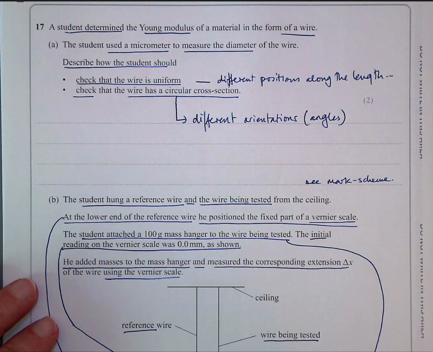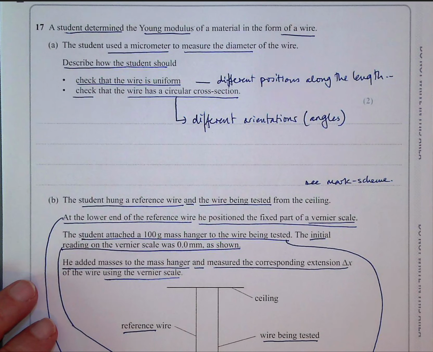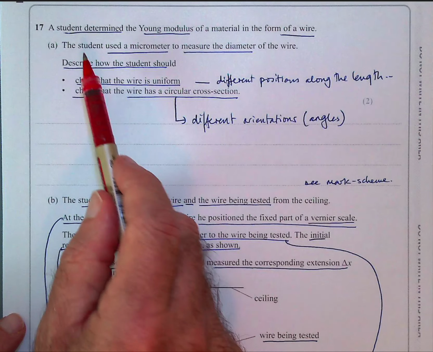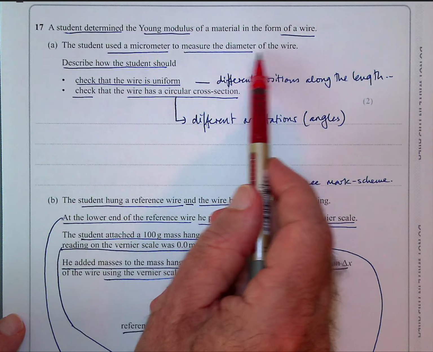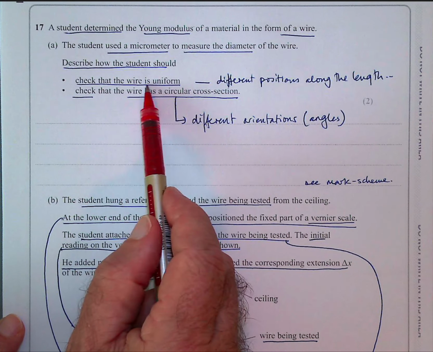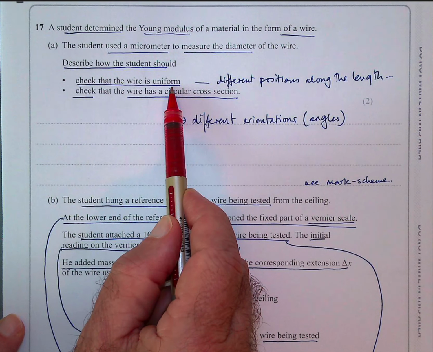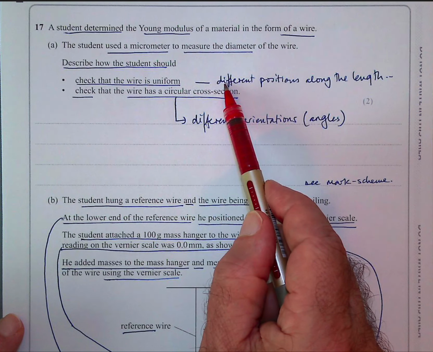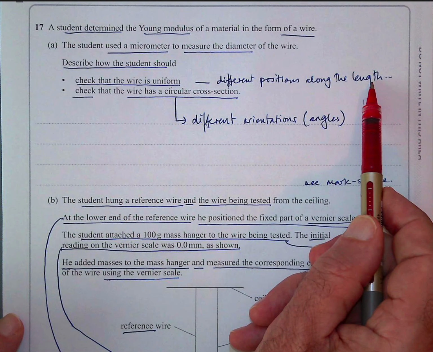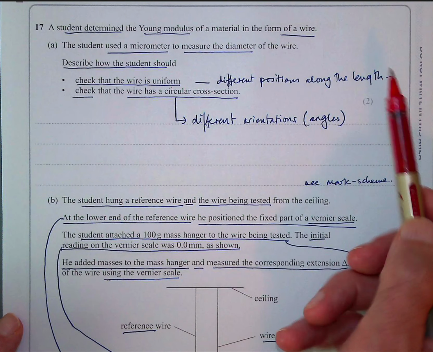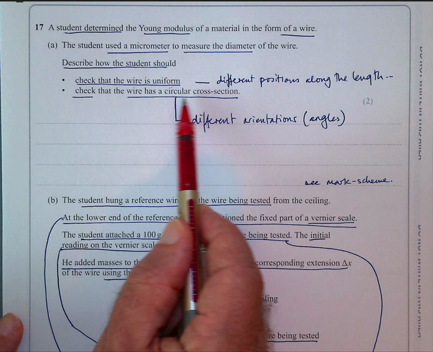Question 17, then. It says a student determined the Young's modulus of a material in the form of a wire. The student used a micrometer to measure the diameter of the wire, and you should describe how the student should check that the wire is uniform. Obviously the wire is made by a machine. So this means you've got to measure with a micrometer at different positions along the length to make sure that it's of uniform thickness or diameter, and check that the wire has a circular cross-section.